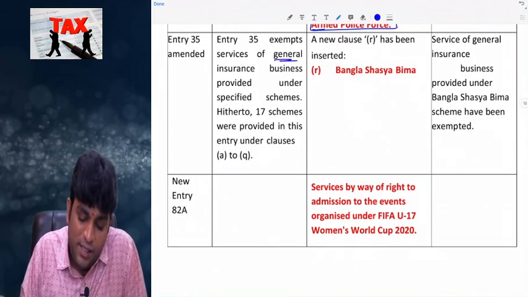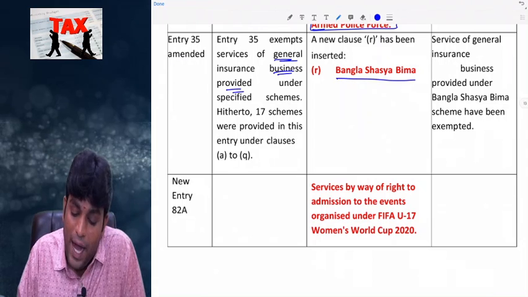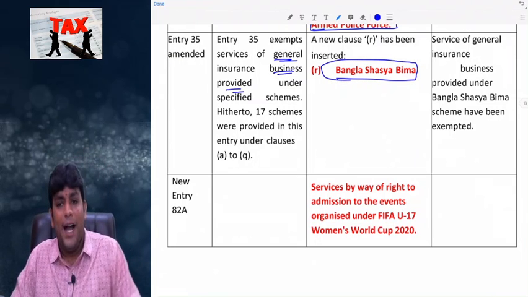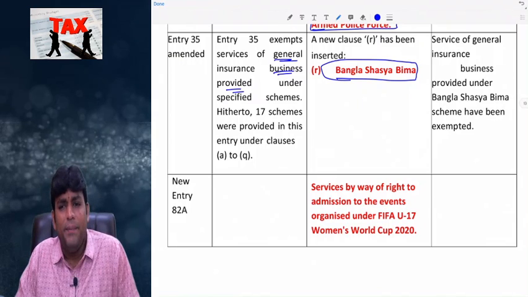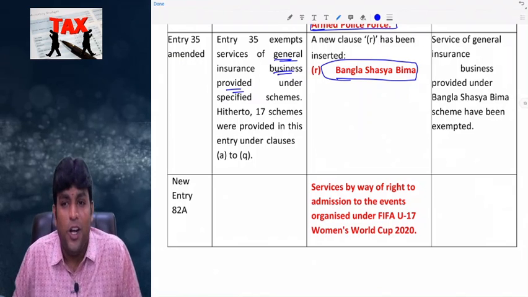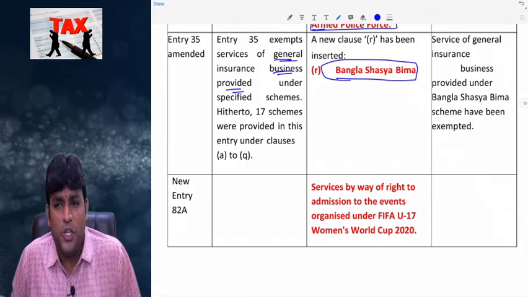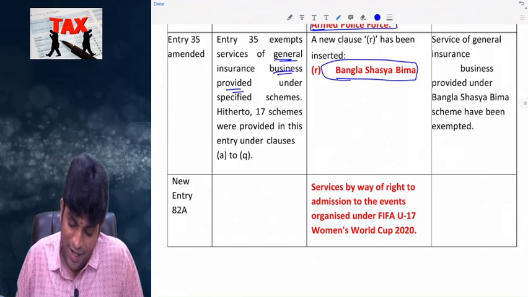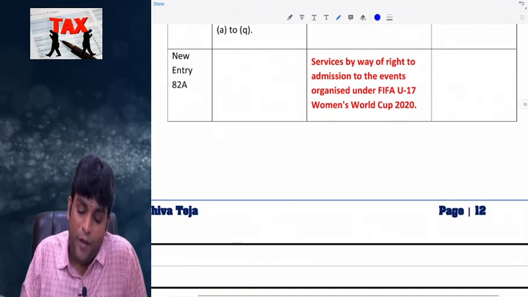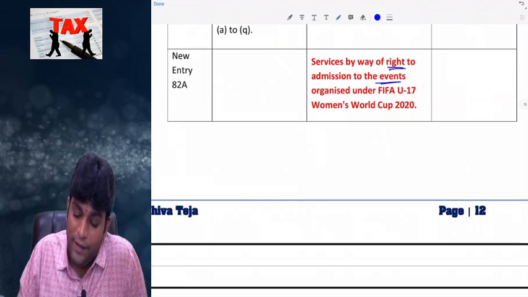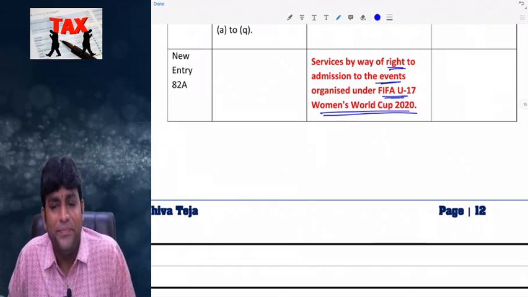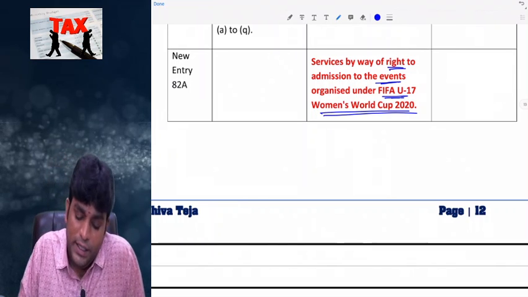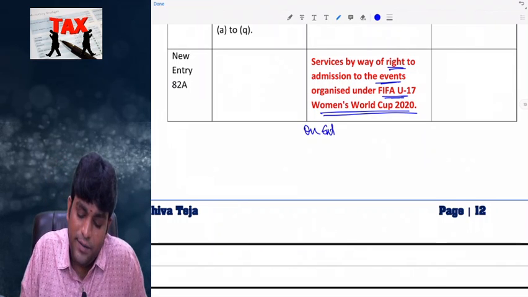Then, general insurance business, one new point they added: Bangla Shasya scheme, Bangla Shasya Bima. This is being brought by West Bengal. This is basically being given to the farmers for protection of their crops. Bangla Shasya Bima Yojana. Next one, service by way of right to admission to the events organized under FIFA Under 17 Women's World Cup. This is basically on the entry ticket, no GST.